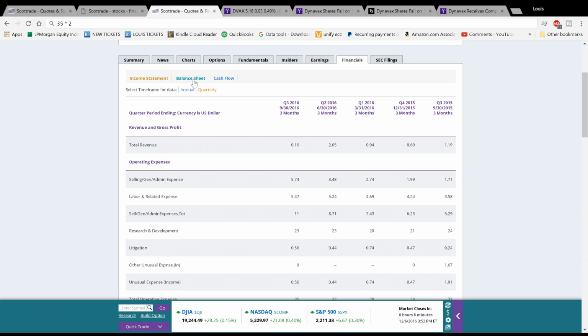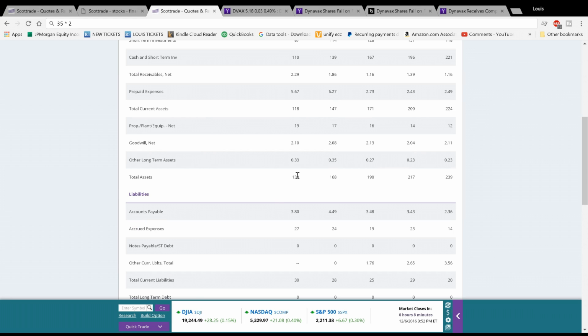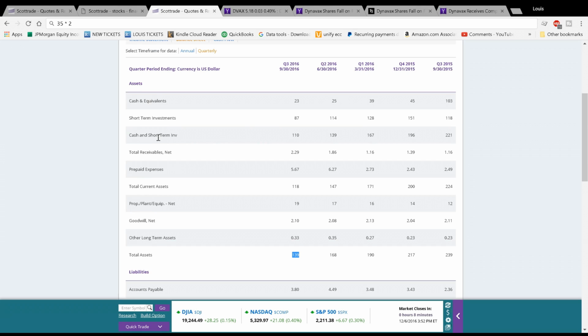So if we go to the balance sheet and we go to the quarterly balance sheet, their total assets are $139 million, but a lot of that is in cash and short-term investments. But they only have $23 million in cash. And do keep in mind that this is probably going to take closer to a year to get any of this done. So let's say it takes an entire year. That's about $140 million.